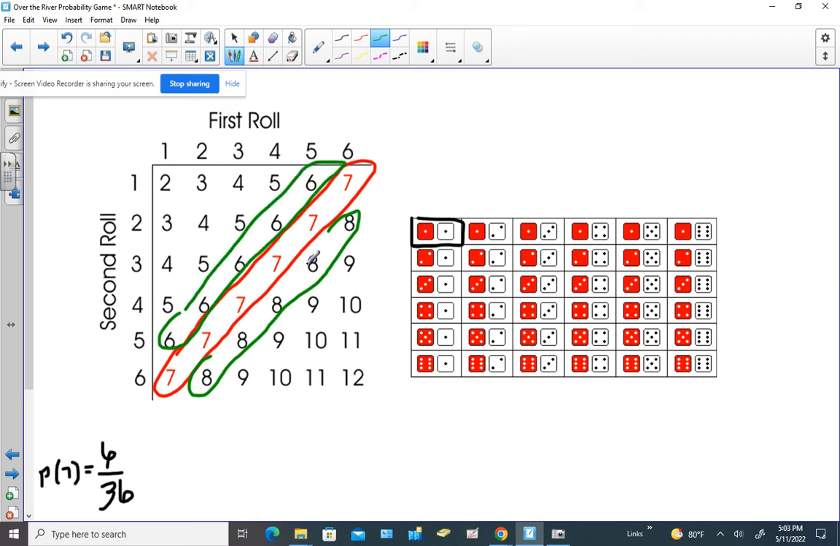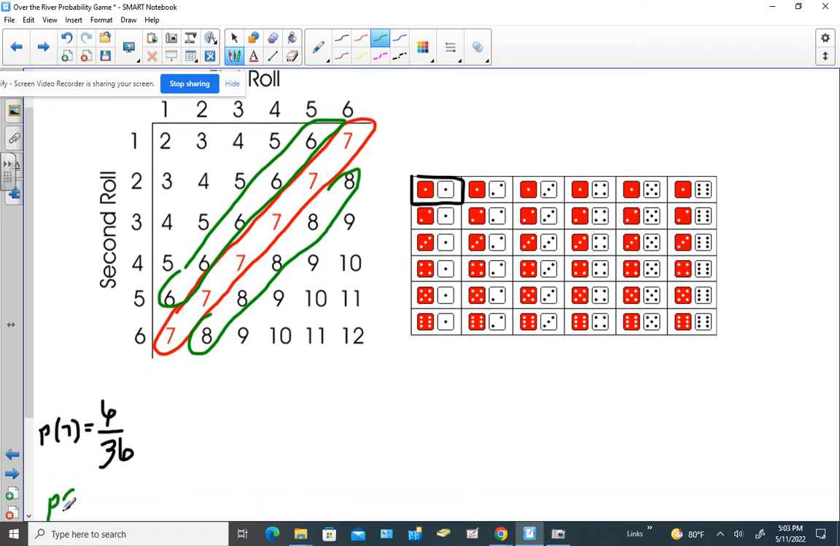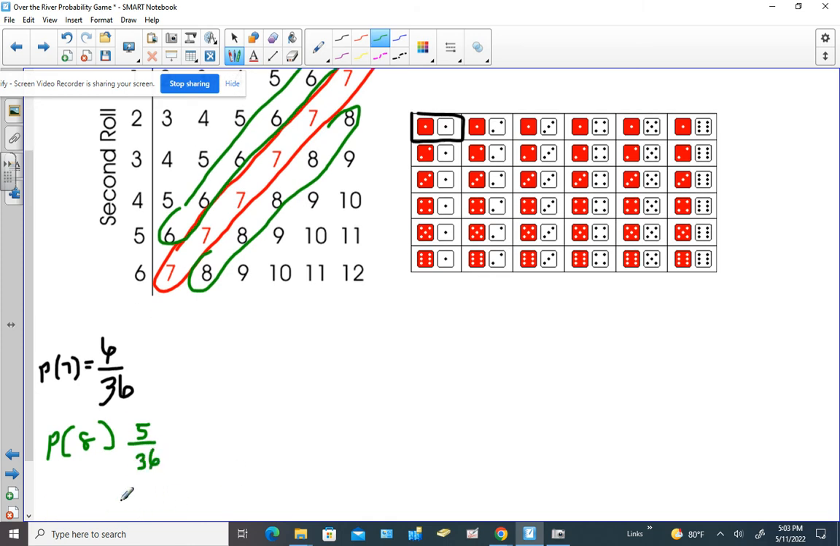We have 1, 2, 3, 4, 5 ways to roll an 8 or a 6. So the probability of rolling an 8 is 5 out of 36, and the probability of rolling a 6 is also 5 out of 36. All right, and then if you look at the ways to roll a 6, this is showing rolling a 6, this is a 6, this is a 6, this is a 6, and rolling an 8, we can roll an 8 by doing that, that, that, that, or that.